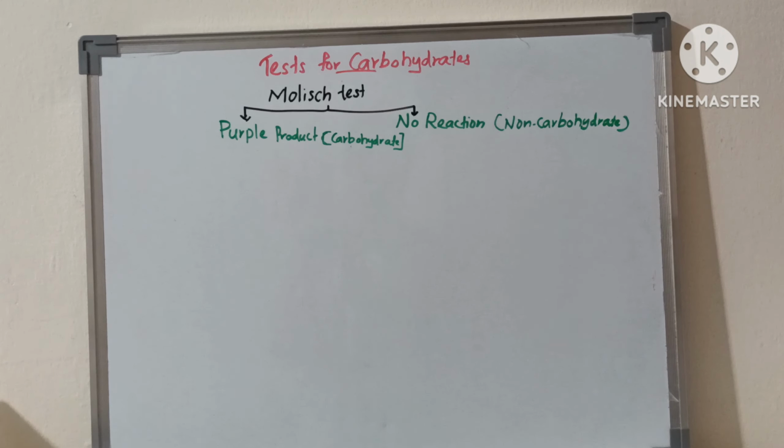Hello everyone. Today we will discuss tests for carbohydrates. First we will see Molisch test. This is a general test to detect the presence of carbohydrates. In a positive result, a violet or purple ring appears at the junction between sugar and acid. It means carbohydrate is present in the sample. No reaction means carbohydrate is absent.